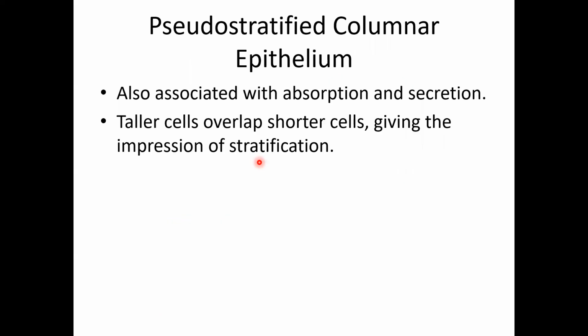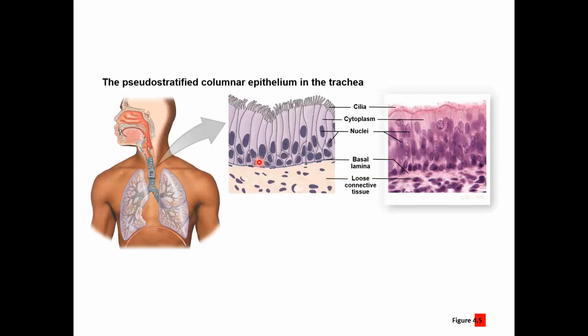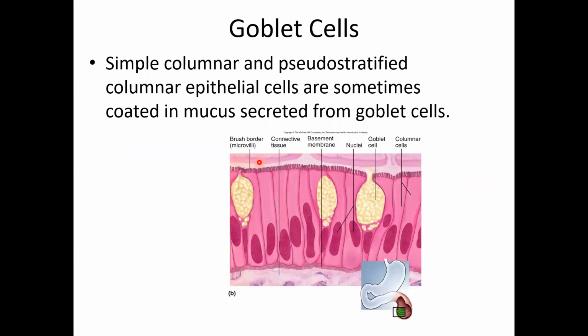Pseudostratified columnar epithelium, still absorption and secretion. Here, like I said, the taller cells overlap the shorter cells, so it looks stratified. Here we see pseudostratified columnar epithelium in the respiratory tract. We see cilia there, which would move mucus along the surface of those cells. Goblet cells are often associated with simple columnar and pseudostratified columnar epithelium. Goblet cells make mucus and secrete it onto the surface of those cells.